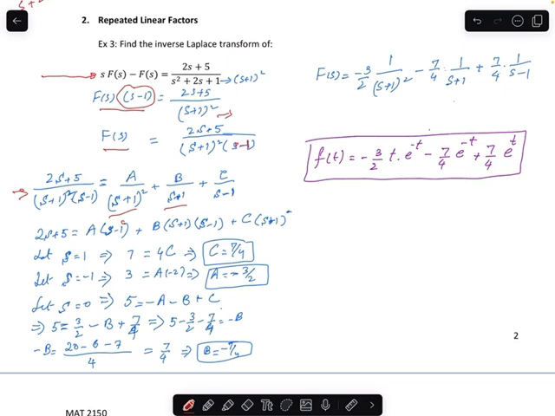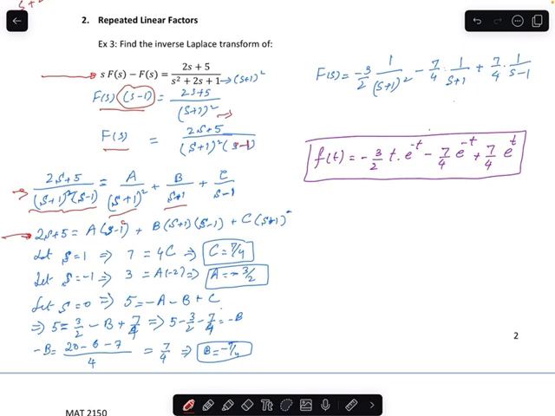Now we follow the same technique that we did in the previous example. We multiply by the common denominator, which in this case is s plus 1 whole squared into s minus 1. So notice we end up getting this equation. I can again pick values for s and try to see what our constants come out to be. The first value I picked is s is equal to 1.